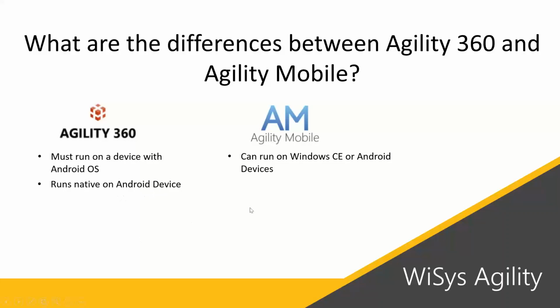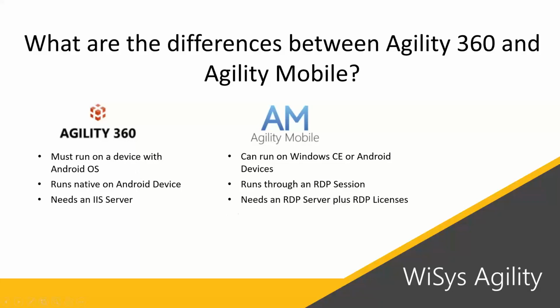As I mentioned, it runs native on the Android device. Agility Mobile runs through an RDP session. Agility 360, you still need a server. This time it's an IIS server. Agility Mobile needs a remote desktop server.